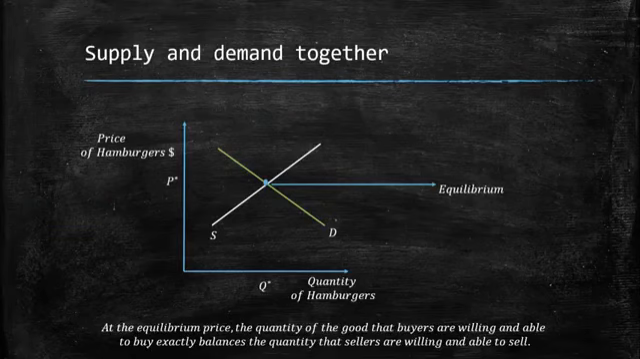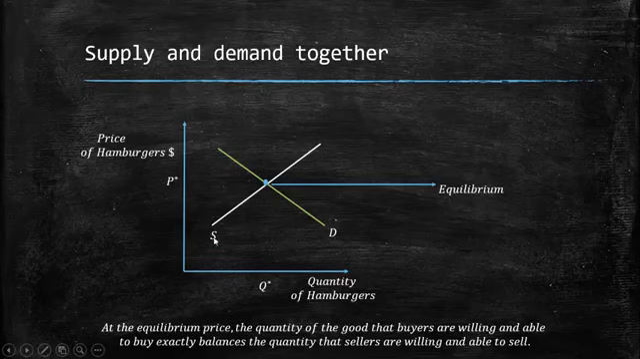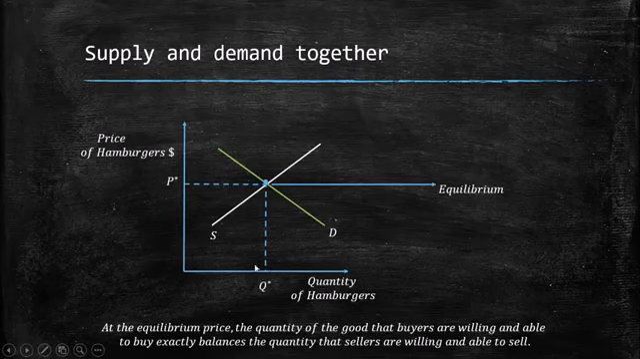Okay, so now putting supply and demand together. We have here the hamburger market, prices and quantities. Here is the demand and here is the supply. Here is what is known as the equilibrium price and the equilibrium quantity, where each party is completely satisfied. All that is offered at this price is sold. At the equilibrium price, the quantity that buyers are willing and able to buy exactly balances the quantity that sellers are willing and able to sell.